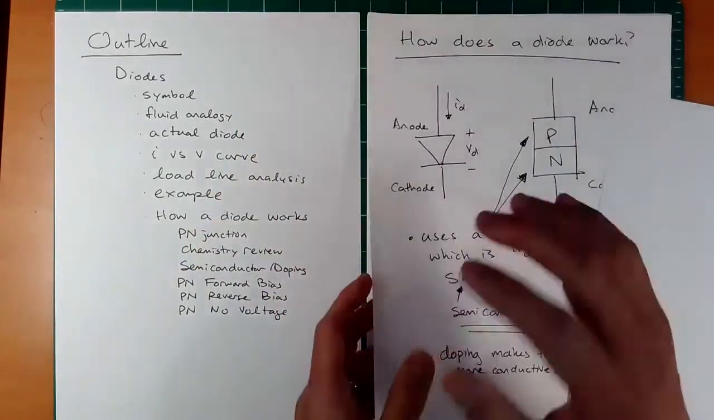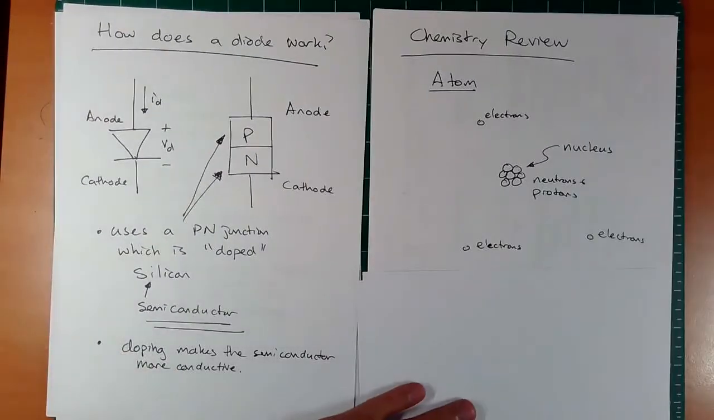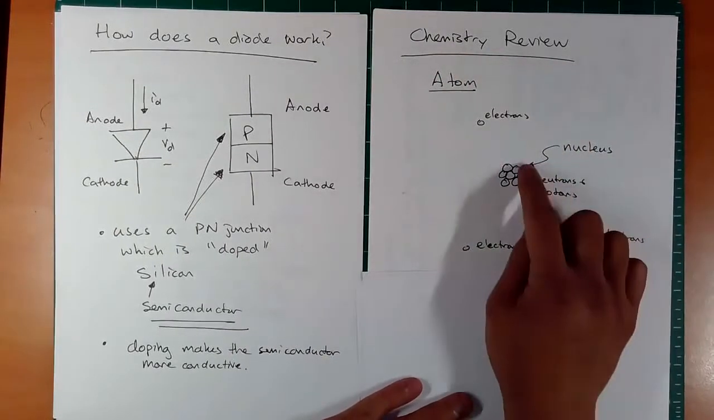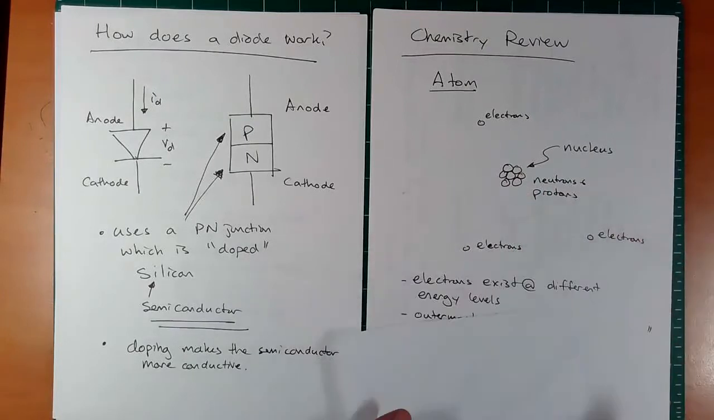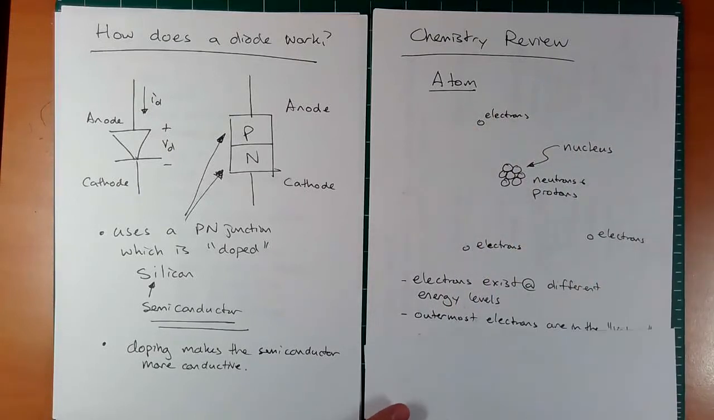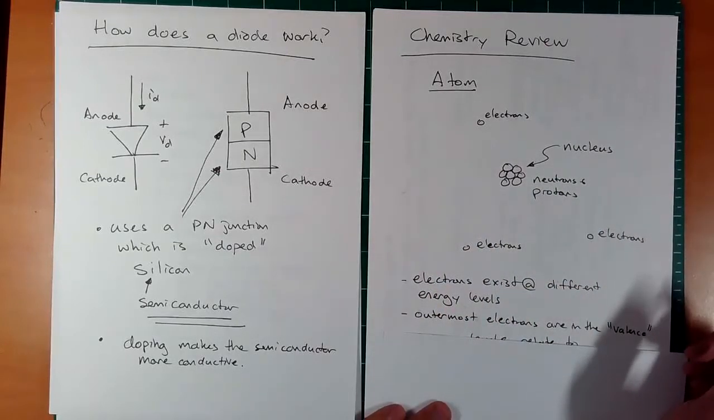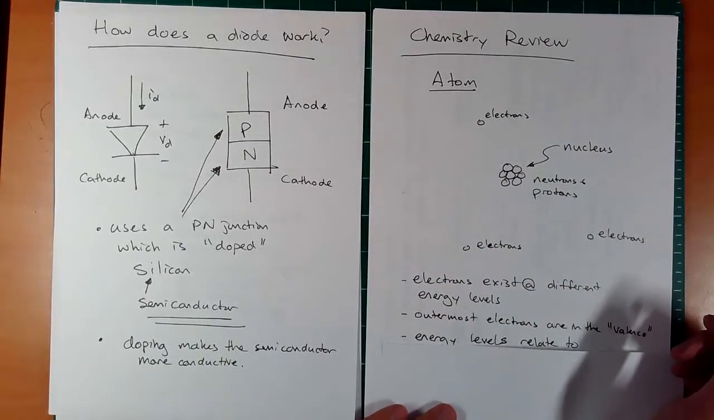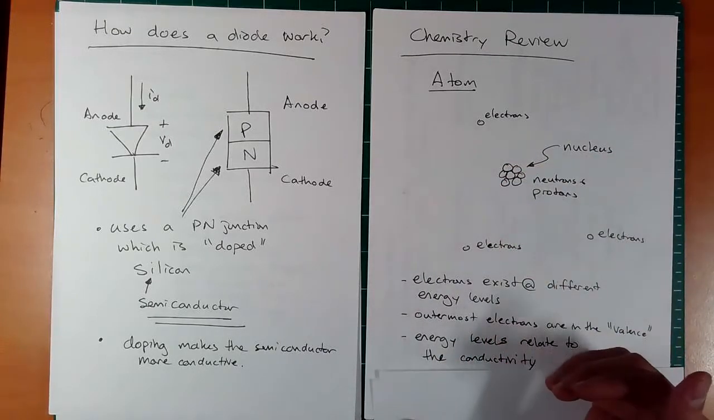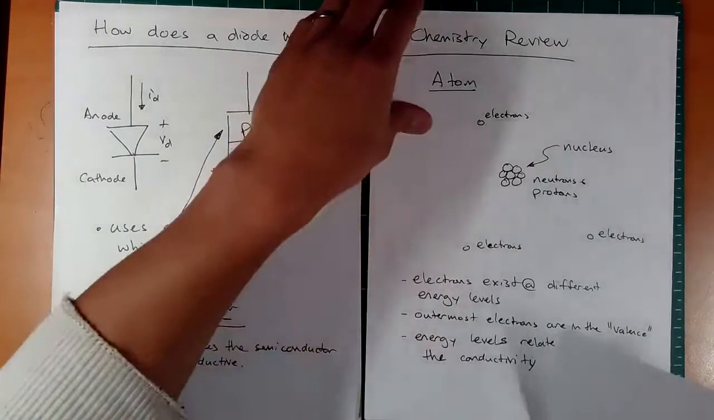So let's do a small review of chemistry. If you remember from your chemistry class, you have an atom, you've got electrons floating around, and you've got the nucleus with the protons and neutrons. And if you remember, these electrons exist at different energy levels. The outermost electrons, the ones that are ready to move and conduct and trade places with other atoms, are the electrons in the valence. And the energy levels, how ready it is to conduct or not, are related to conductivity.